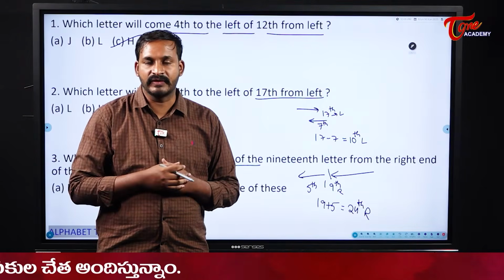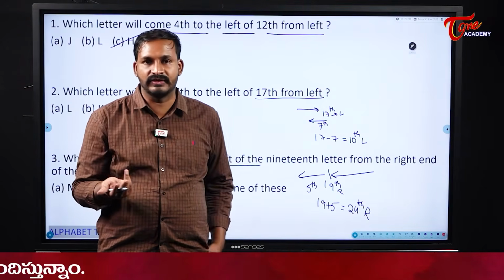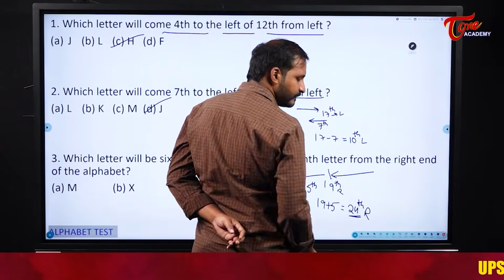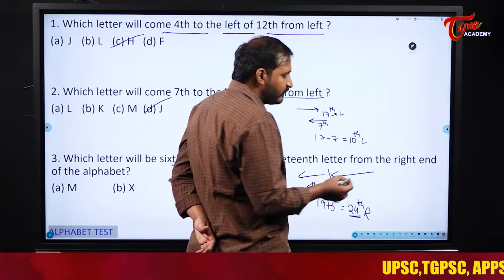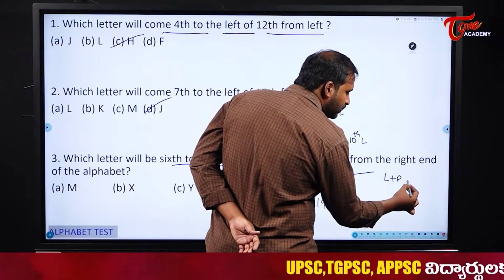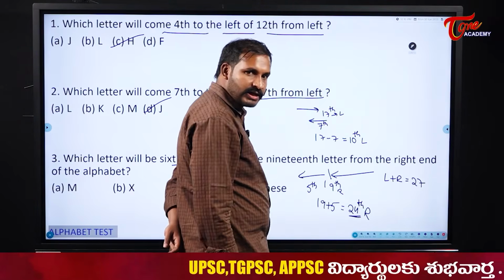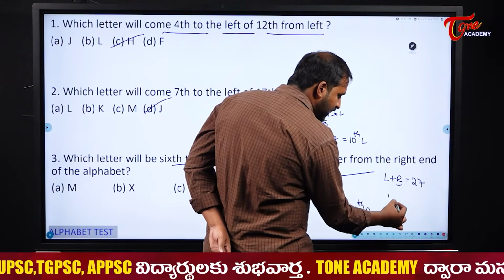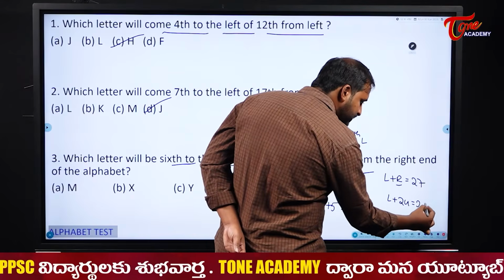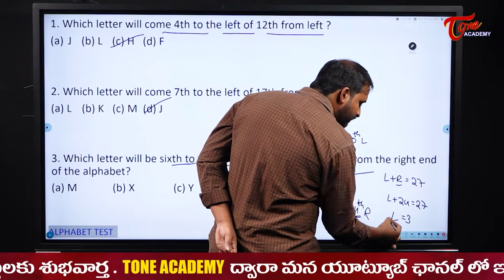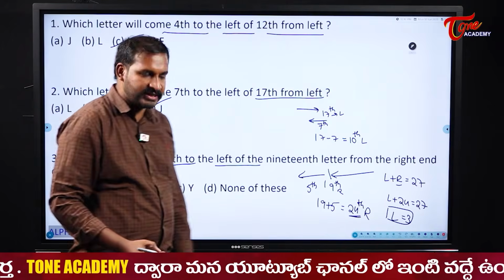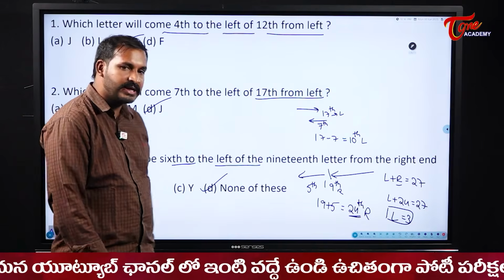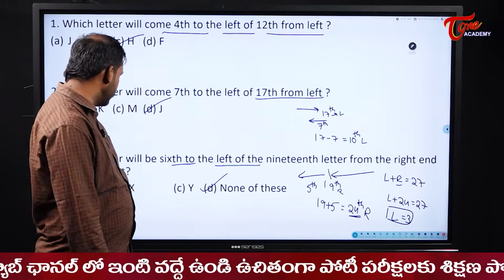What is the 24th from the right side? If I want the 24th from right side, very simple: 27 minus 24. From right I should get the 24th alphabet. From left we don't know what alphabet it is, but we know that left plus right is equal to 27. So, L plus 24 becomes 27. So, L will become 3. From the left side, what is the third alphabet? C. So, my answer here becomes option D. Okay.